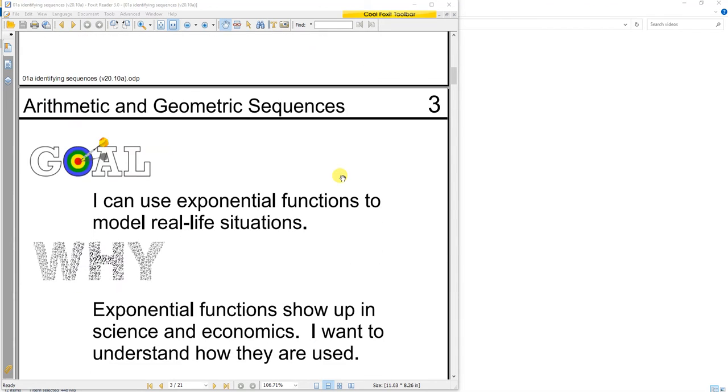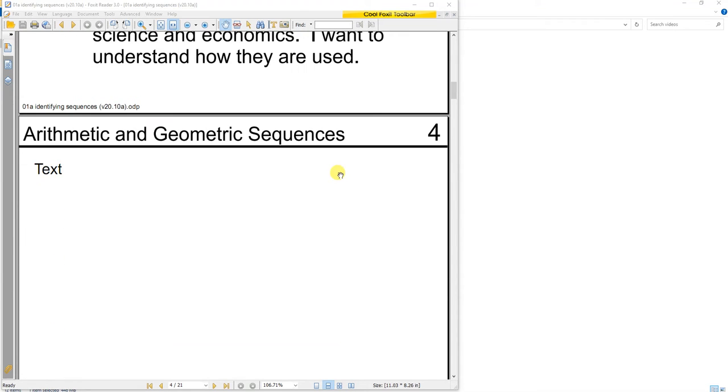Our learning goal is I can use exponential functions to model real-life situations. Exponential functions show up in science and economics. I want to understand how they are used.